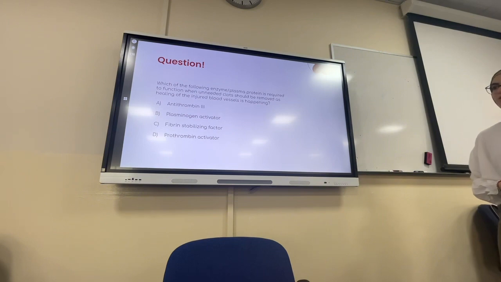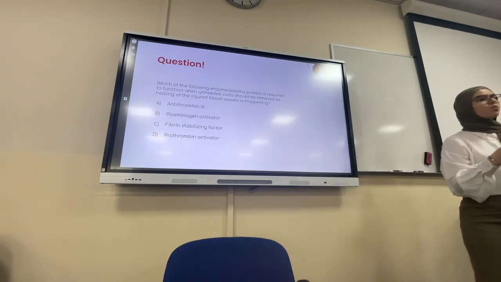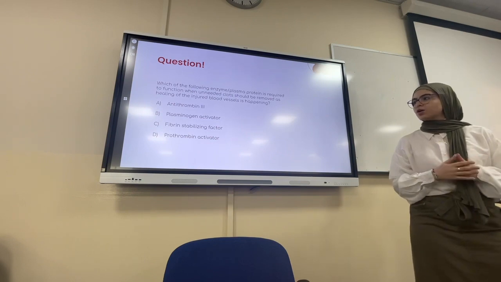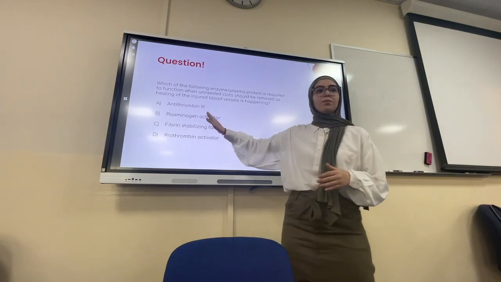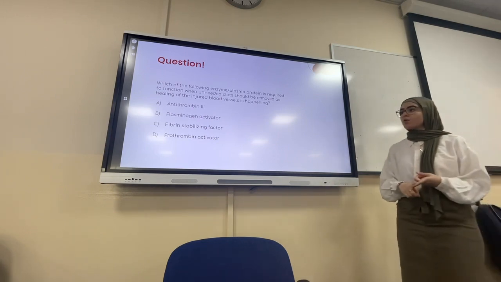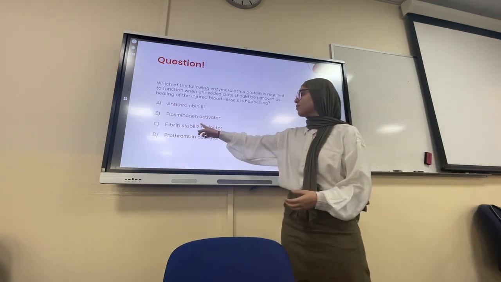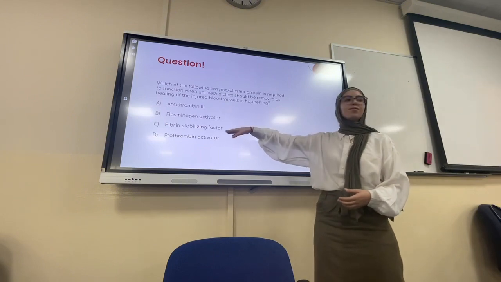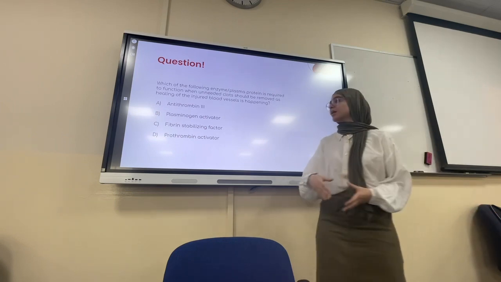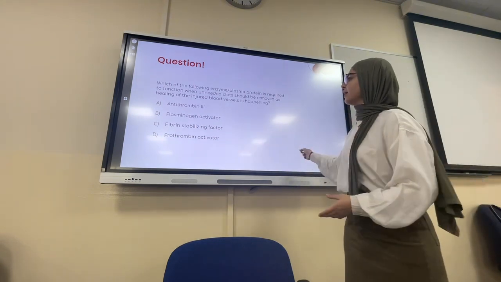Antithrombin. Okay, so the key phrase here is that unneeded clots are being removed. So which one did we say that would be? B. Plasminogen activator, because it would be the fibrinolysis, because we're removing the fibrin essentially. So it wouldn't be antithrombin 3. Antithrombin 3 would come later on when we're talking about anticoagulants. It wouldn't be the fibrin stabilizing factor because that stabilizes the fibrin and the clot, so that doesn't make sense. And prothrombin activator, again, we can eliminate because that's at the beginning. So the answer would be B. Do you guys understand why it's B? Yes. Perfect. All right, let's move on.